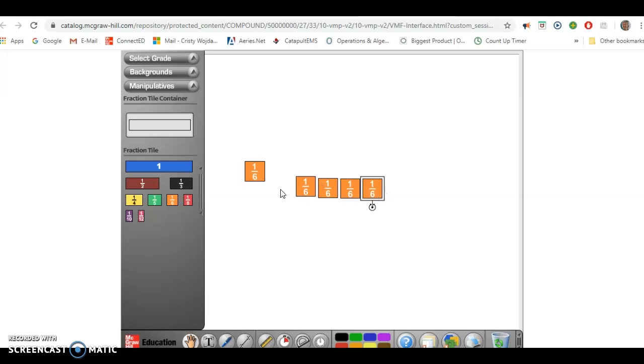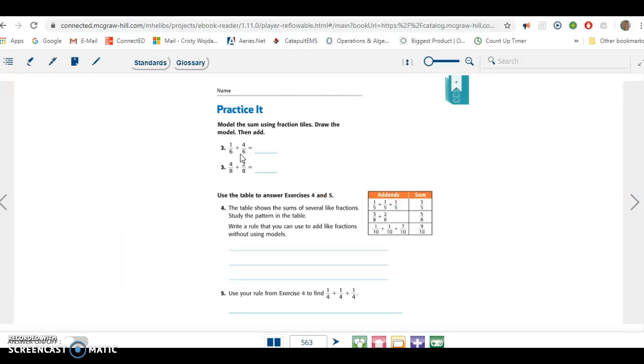And you notice because I'm dealing with the same units, the denominator isn't changing. So it's not going to change when I write my answer to my problem. So over here, 1/6 plus 4/6, as I use the models to show, is 5/6, and I can even use this as my fraction bar if I want, although that leaves me a little less room down here.